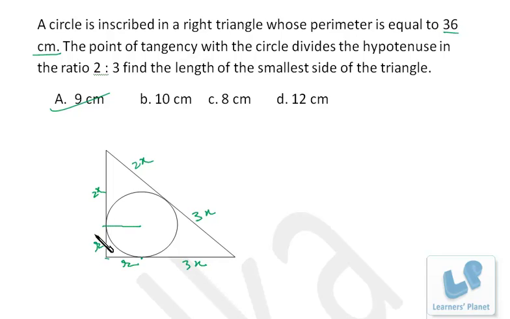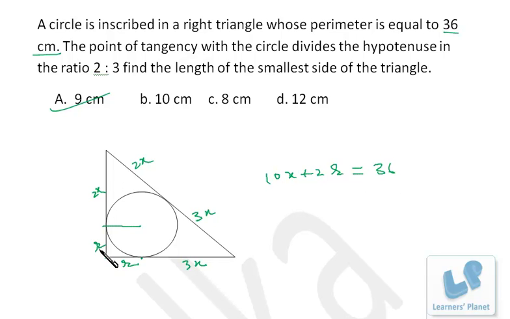Now what I know is the sum of all these is 36. Okay, so that's 2x plus 2x plus 3x plus 3x. So 2 and 2 is 4, and 3 is 7, and 3 is 10x. 10x plus 2r is 36, right?